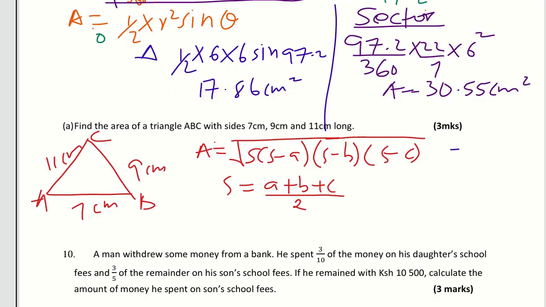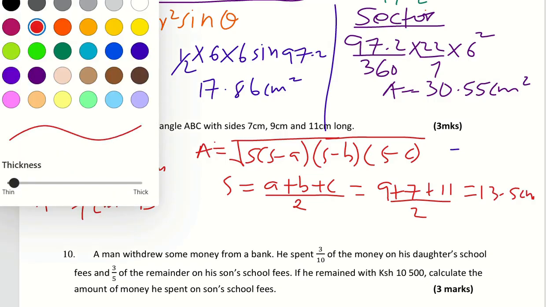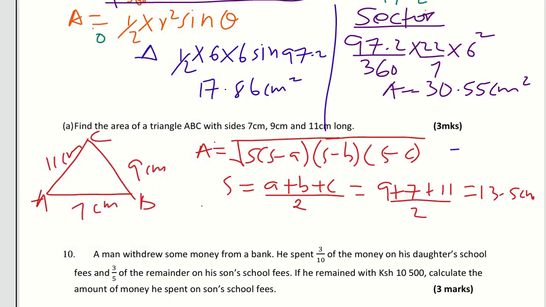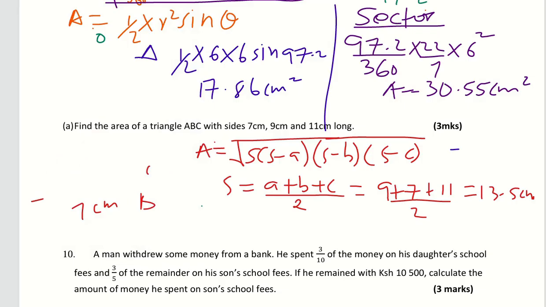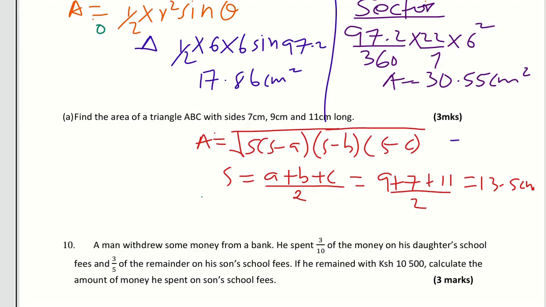So in this case, our s will be given by 9 plus 7 plus 11 divided by 2, which is equal to 13.5 centimeters. So the next thing is simply to replace the values of s in our equation. Allow me to rub. Let me write this point because you'll need it. You only apply this formula when you are given 3 sides and no angle.